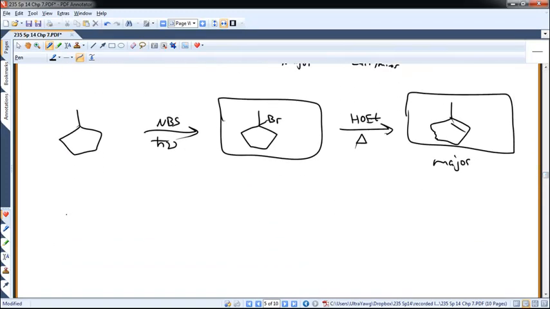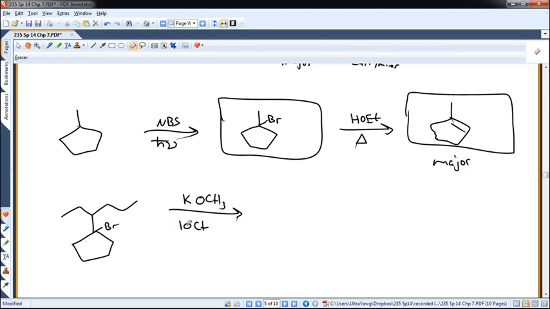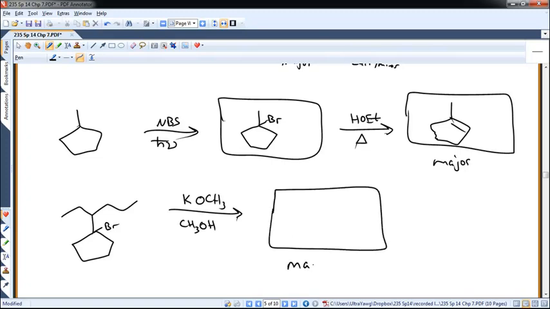I'll do one more, and then I'll call it a day. This is actually the same example from lecture. So I'll start with the brominated product. And I'm going to give you potassium methoxide, KOCH3, and the solvent will be methanol, which instead of drawing it that way, I'm going to write CH3OH. And I want the major product.